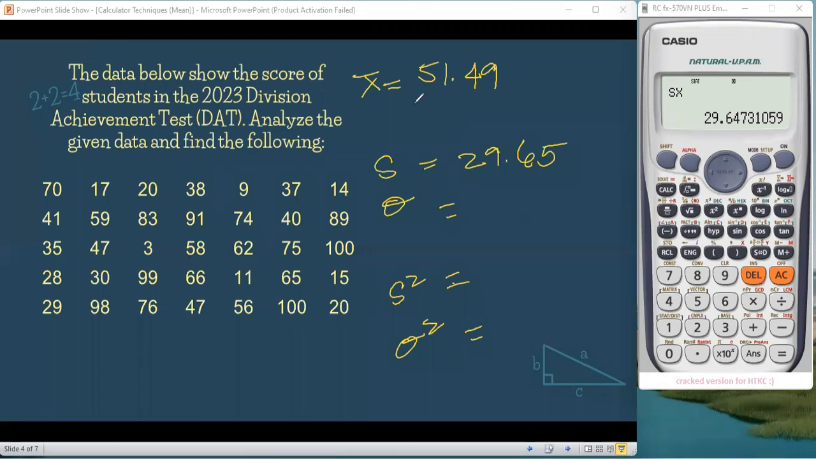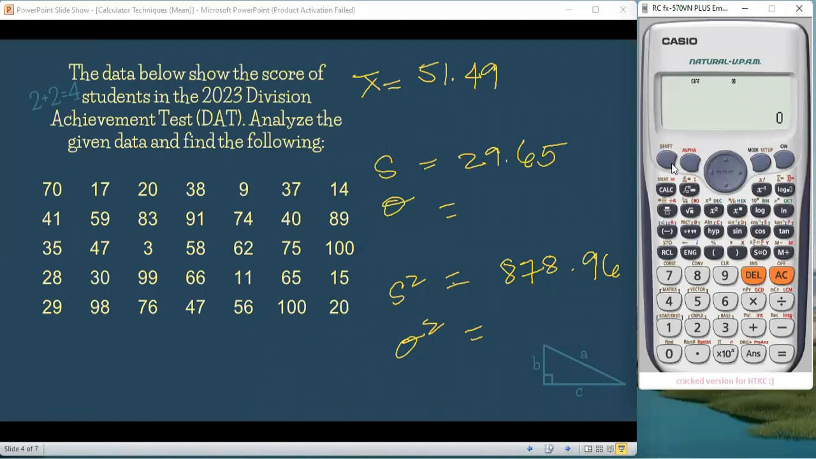And para makuha po natin yung variance nito, the sample variance will only be squared. Ay, ang answer po is 878.96. So how about the population standard deviation?